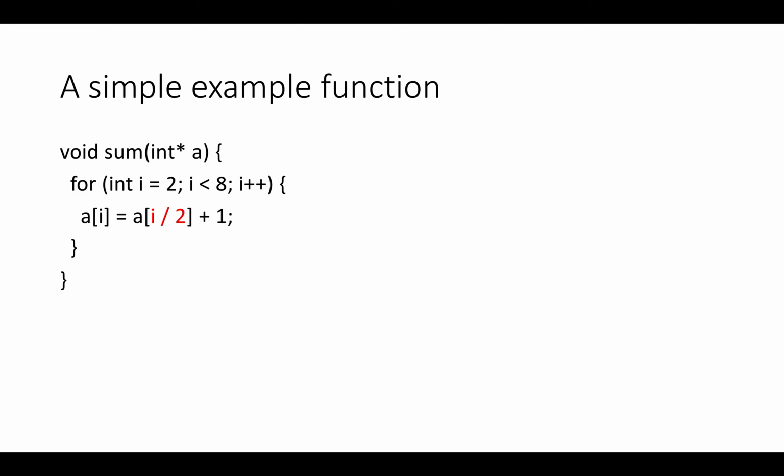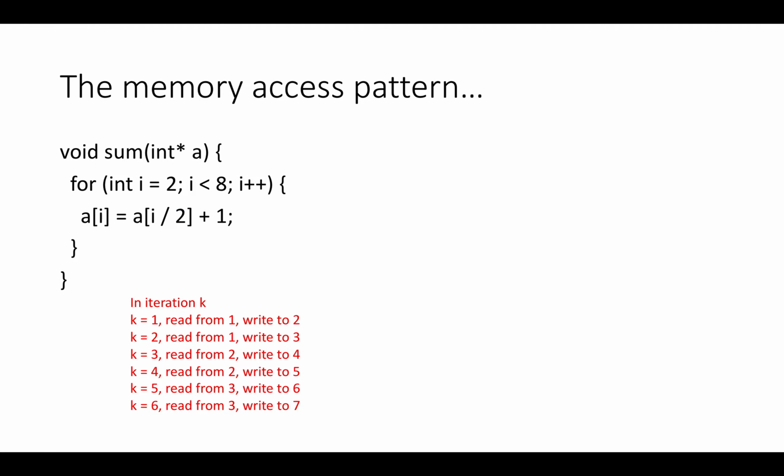So let's just consider a simple function that's really similar to the one we've been working with for the last few videos. It's just going to be a loop where we set a[i] to be a function of a previous element of a. But in this case, instead of setting a[i] to be a[i-2] + 1, we're going to set a[i] to be a[i/2] + 1, and we're going to iterate with i from 2 to 8. So we're going to have iterations for 2, 3, 4, 5, 6, and 7. Let's just execute this loop in our head and see what the dependencies are.